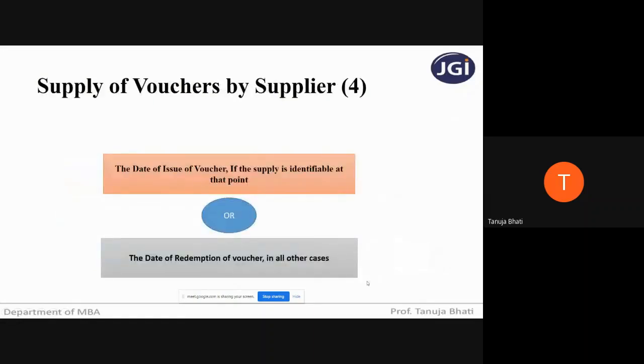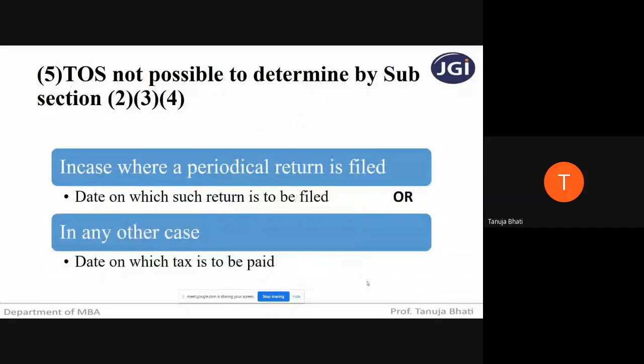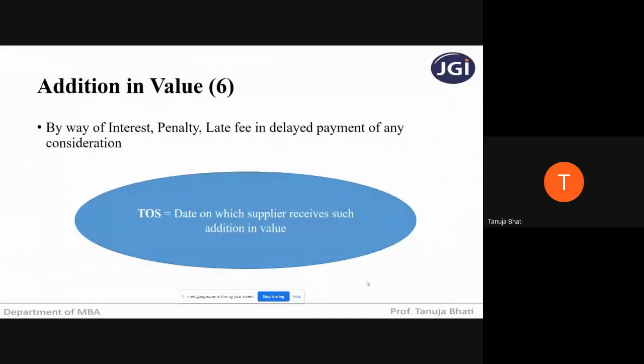Now, the time of supply in case of goods and services in respect of vouchers is the same. So we have already revised that. Then section 13 subsection 5 is exactly the same as section 12 subsection 5. So we have revised this. Section 12 subsection 6 is exactly the same as section 13 subsection 6. So we have finished revising this.